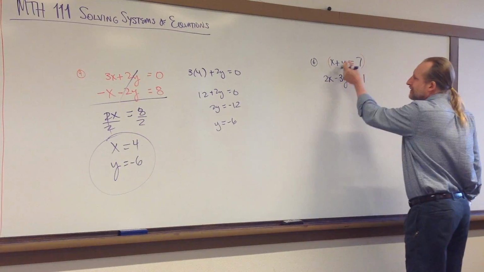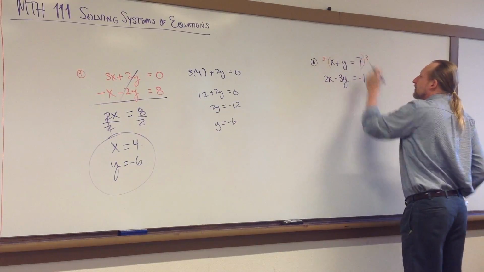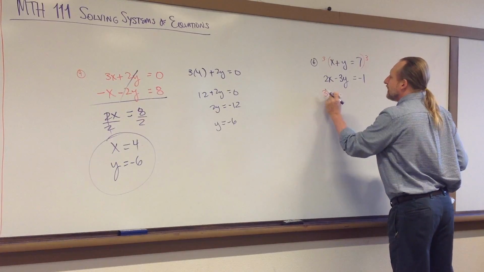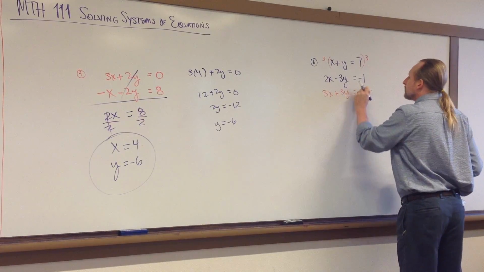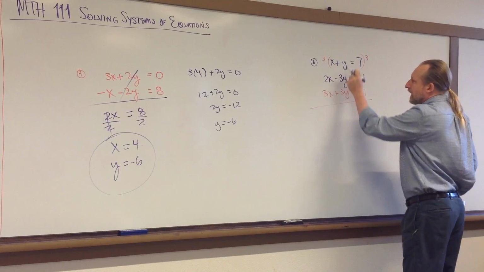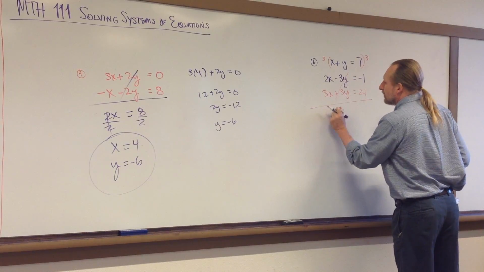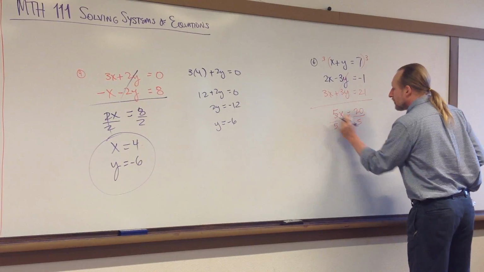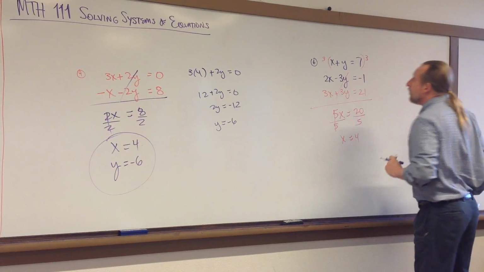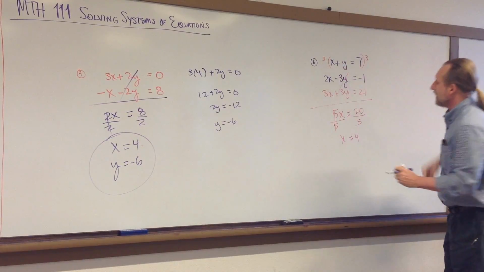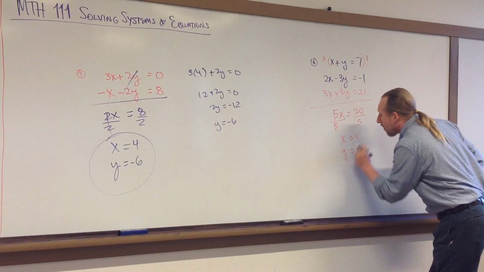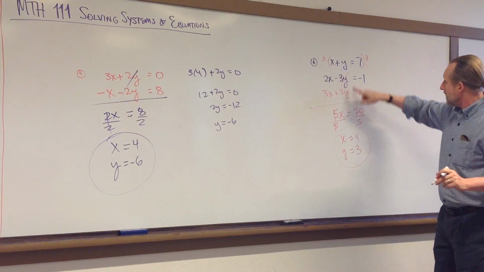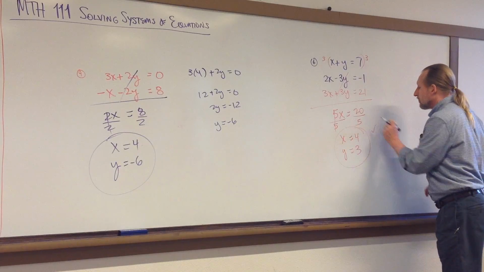But right here, it just looks like if we multiply this top equation by 3 on both sides, then that'll give us 3x plus 3y is 21. So now the y's will cancel each other out. We get 5x is 20. And so it looks like x equals 4. So if x is 4, then y is 3. And let's see, does that work here? 8 minus 9, negative 1. Good. Okay.